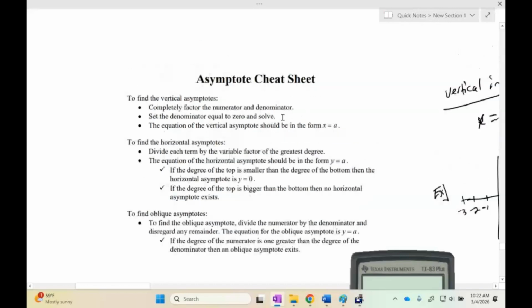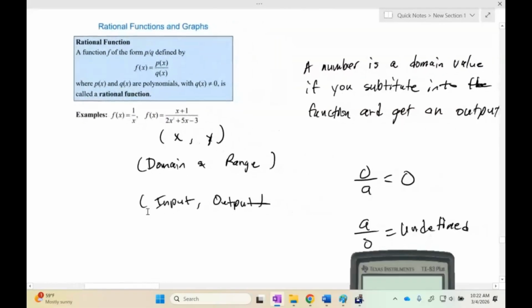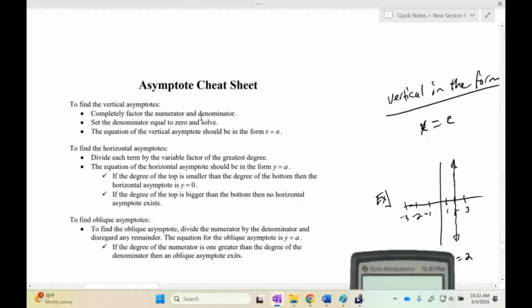When you set the denominator equal to 0, you're just figuring out numbers that make the denominator equal 0. Therefore, you get something that's undefined, and that's what produces that vertical asymptote. So it's just 3 steps. Completely factor. Then you want to cancel if possible. Then you set your denominator equal to 0. Then you solve it, and then out pops the vertical asymptote.